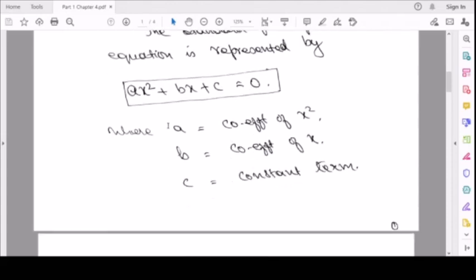What is a? A is the coefficient of x square. What is b? B is the coefficient of x. And what is c? C is the constant term. See, a is the coefficient of x square, b is the coefficient of x, and c is the constant term, that is just a numerical value. Any numerical value will be called a constant.